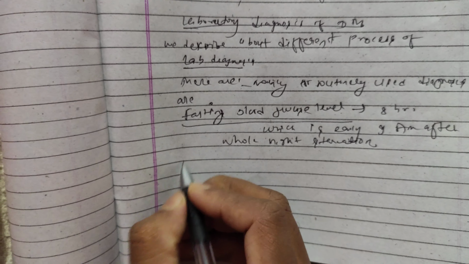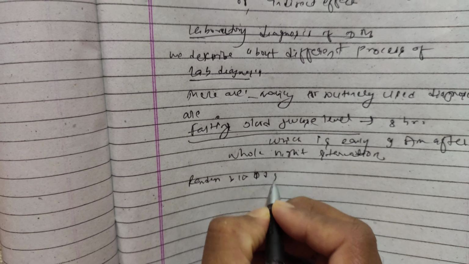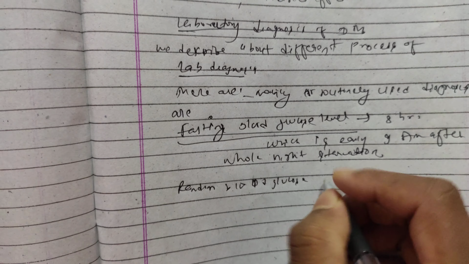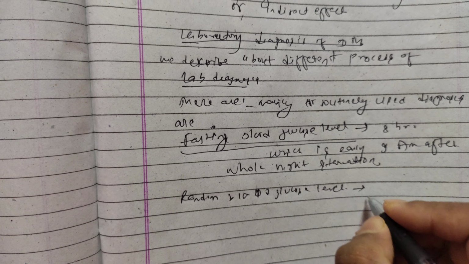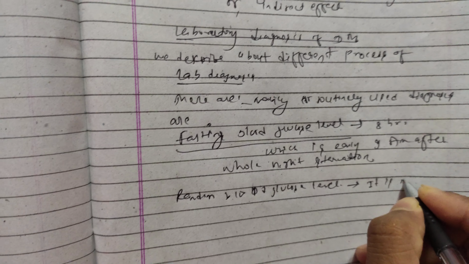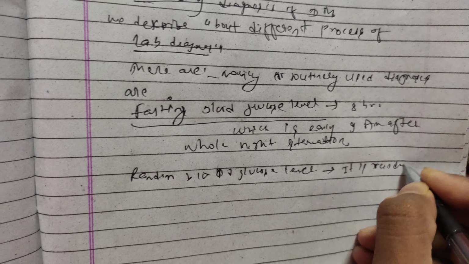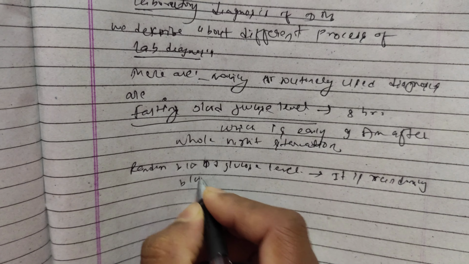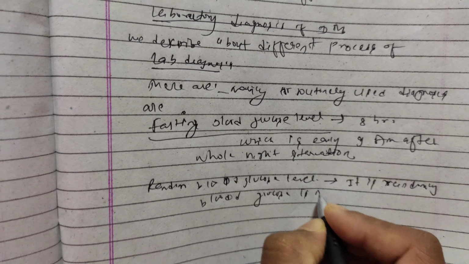Second, random blood glucose level. It is measured at a random time.